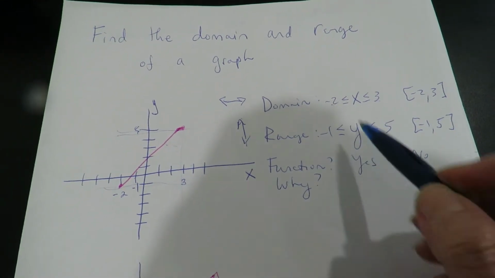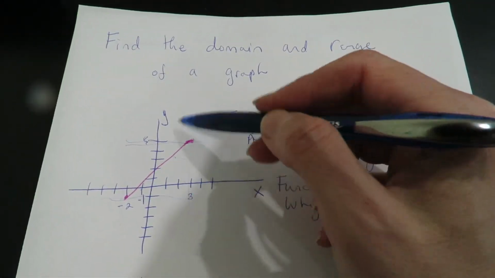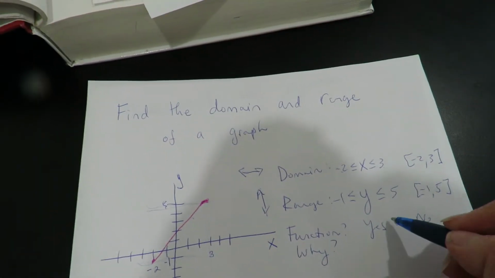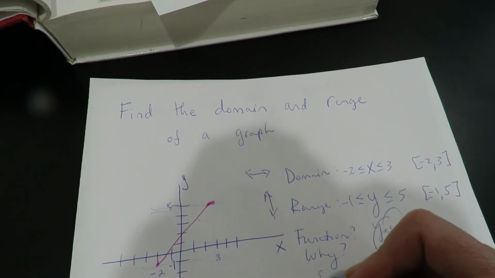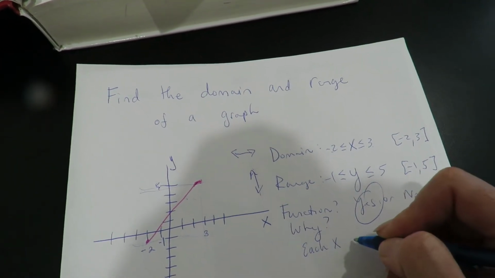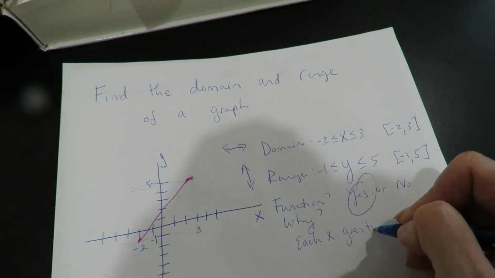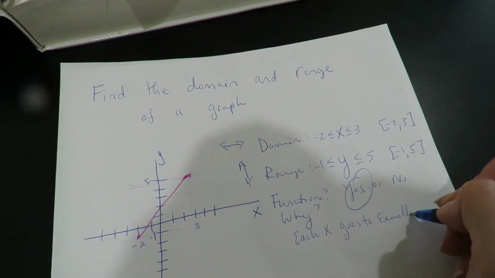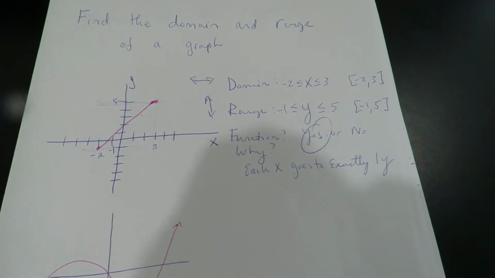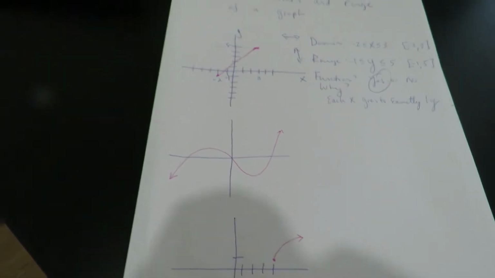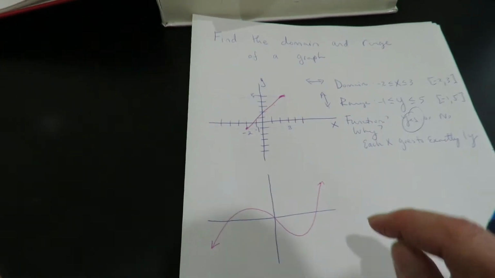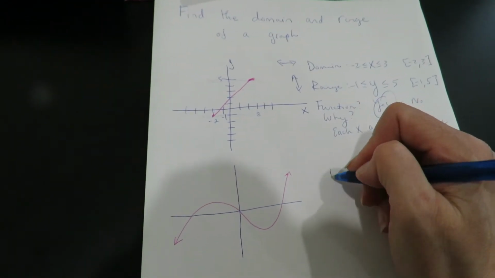Is this a function? Does it pass the vertical line test? The answer is yes, it does. So why is it a function? Well, it's a function because each x goes to exactly 1 y. That's what makes a function. Each x goes to exactly 1 y. Everybody's going in and getting one scoop of ice cream, one flavor. All right, let's do the next one.